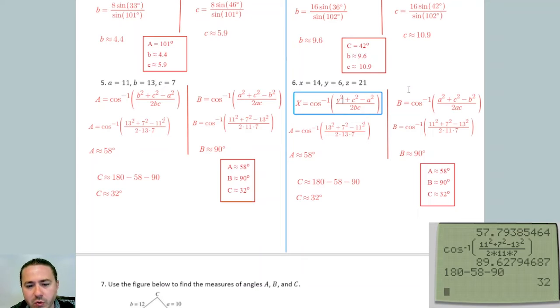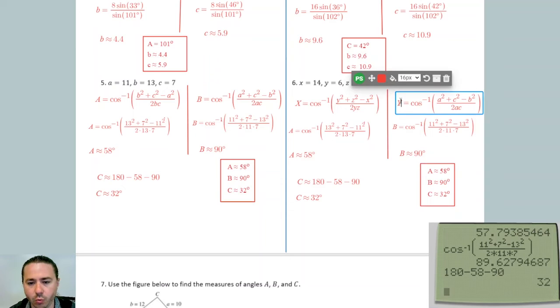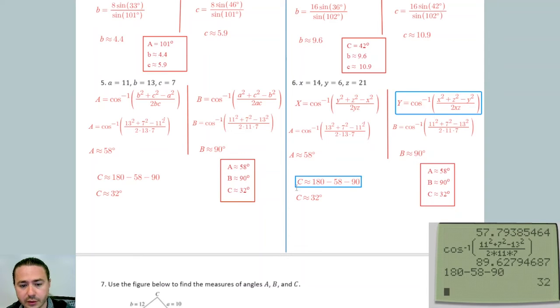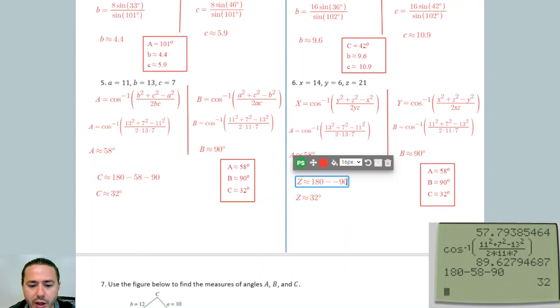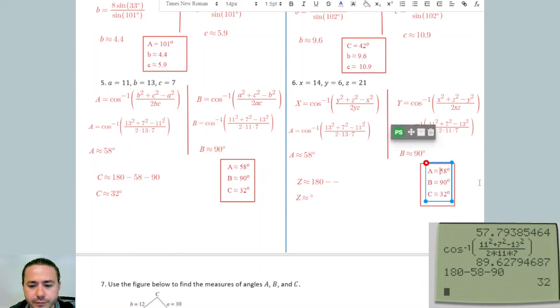So yeah, this will be the inverse cosine of Y squared plus Z squared minus X squared over 2 times Y times Z. And then if I'm going to find angle Y, that's going to be the inverse cosine of X squared plus Z squared minus Y squared over 2 times X times Z. So when I go to find Z, that's going to be my last one here. So I'll have 180 minus whatever I end up getting here, and that's going to be my Z angle.